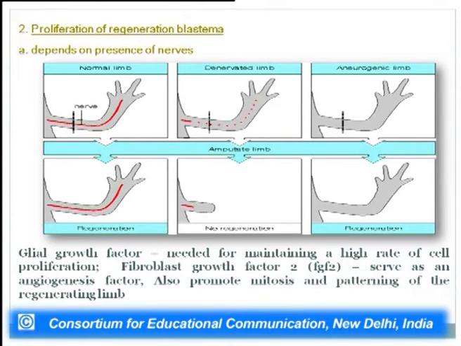There is a glial growth factor which plays a role here. It is needed for maintaining a high rate of cell proliferation. So for the proliferation, apart from the nerves, the glial growth factor is needed. The fibroblast growth factor 2, FGF2, is also needed, which serves as an angiogenic factor. It also promotes mitosis and patterning of the regenerating limbs.